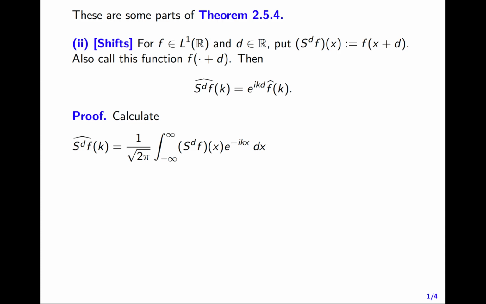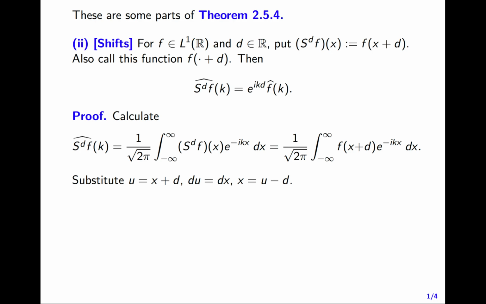So let's prove this. We calculate from the definition that the Fourier transform of S_d on f at k is 1 over root 2 pi, integral from minus infinity to infinity of S_d on f at x times e to the minus ikx. And by definition of S_d, that is 1 over root 2 pi, integral from minus infinity to infinity, f of x plus d, e to the minus ikx dx. And this looks almost like our original Fourier integral, except for the shift inside f, of course, and that is just begging for a u substitution to make it look nicer.